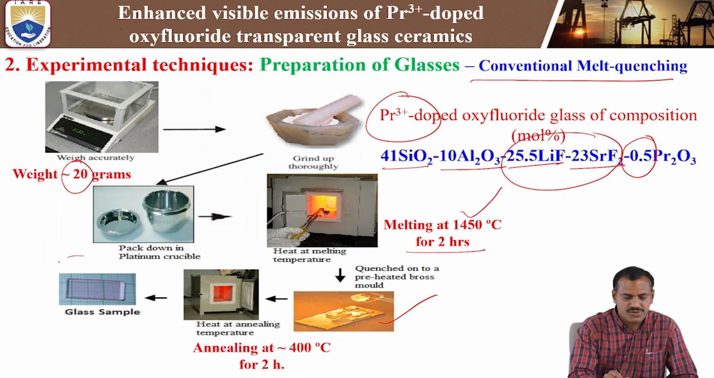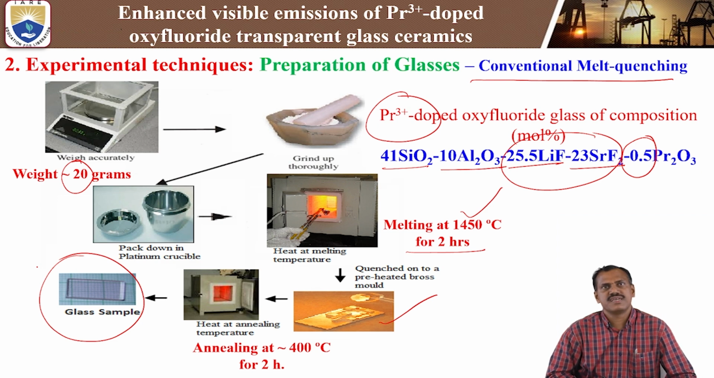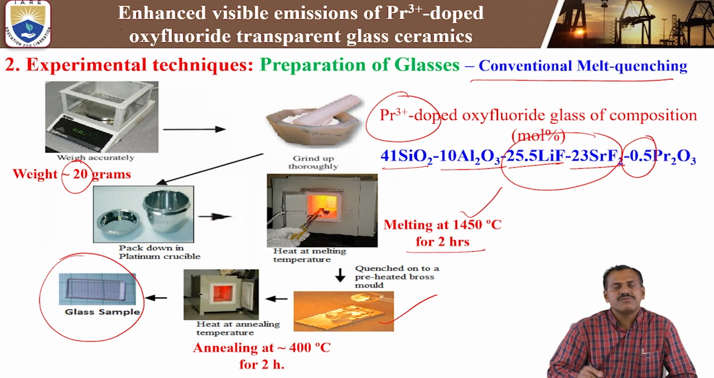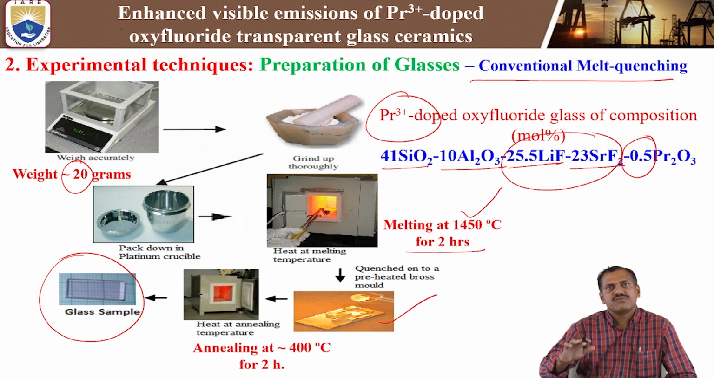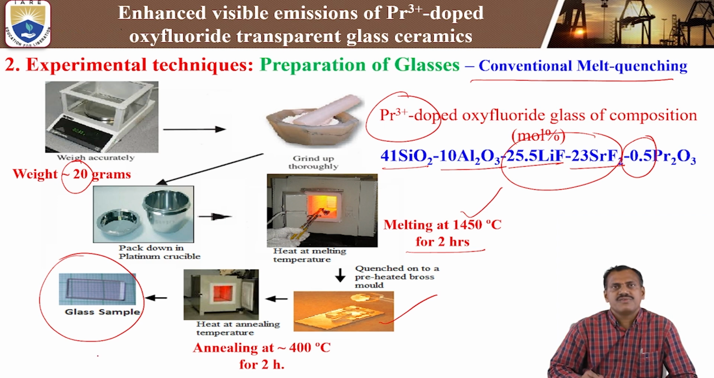This one is the amorphous material, the glassy material. You need to convert this glass material into glass ceramics. So after preparation of the glass material, how do you convert it into glass ceramics?